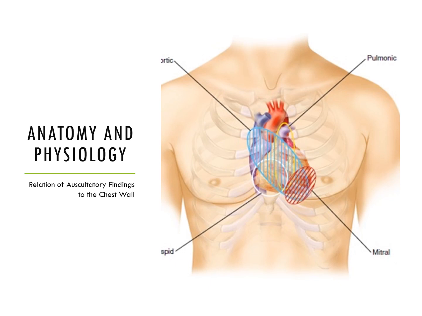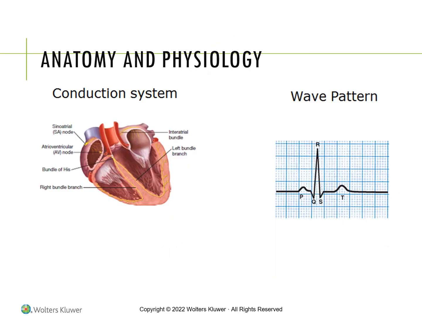You will see that the location in which you hear the valve the best mirrors its actual anatomic location. In this picture, you can identify the four important locations that we will listen to when auscultating the heart: aortic, pulmonic, tricuspid, and mitral. While we won't be going into detail regarding the conduction system of the heart, I do want you to be familiar with the wave pattern that you will see on an EKG.